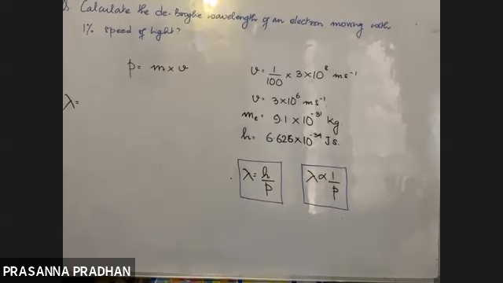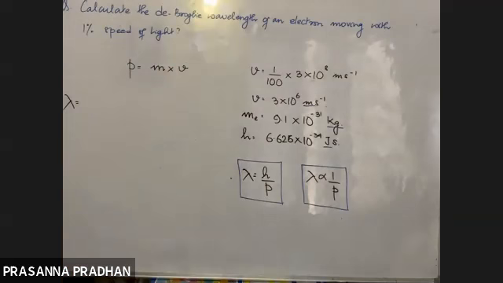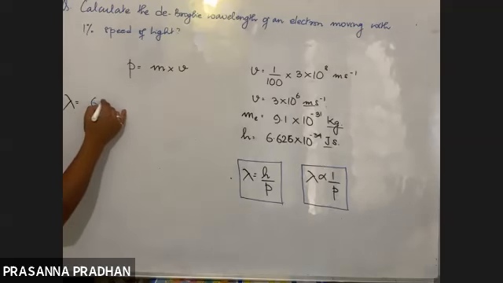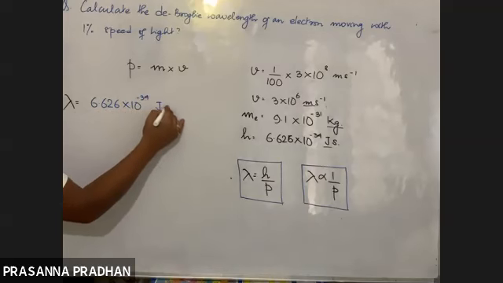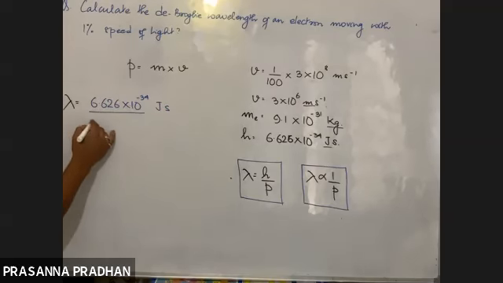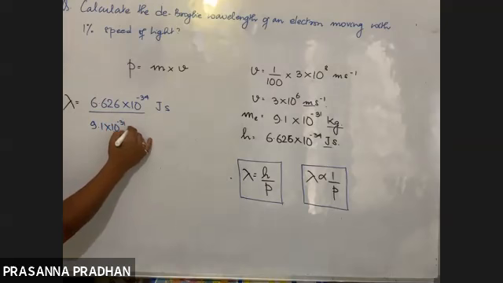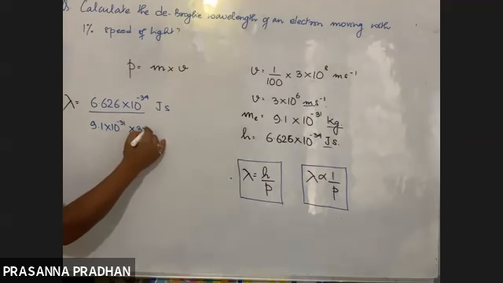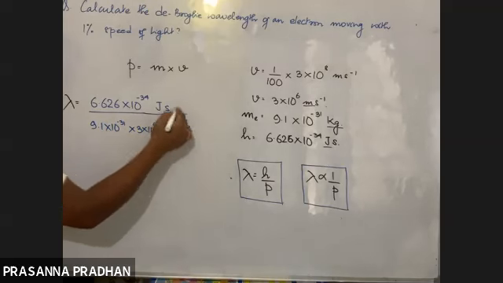So lambda is equal to h. Be careful with the units. It's all in SI unit. Meter, kg, joule. So lambda is equal to kitna? h ka 6.626 into 10 to the power minus 34 joule second. What is p? Mass into velocity. What is mass? 9.1 into 10 to the power minus 31. What is velocity? 3 into 10 to the power 6 meter per second. कितना आ रहा है? चल कैलकुलेट करो.